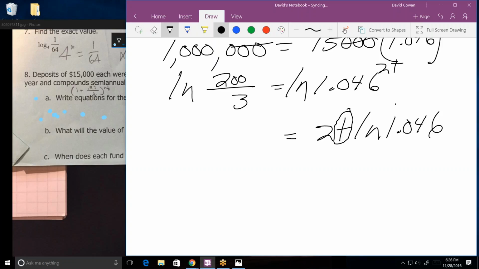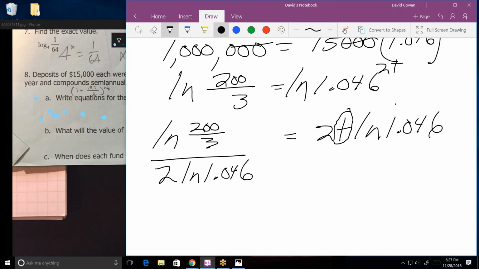Not divide by whatever is not that, right? In other words, that 2 is a number and this is just a number. So that's a coefficient. So if I divide both sides by the coefficient of t, I get natural log of 200 divided by 3 divided by 2 times the natural log of 1.046. Why don't you come up with an answer for that, just so we'll know it's in the ballpark.